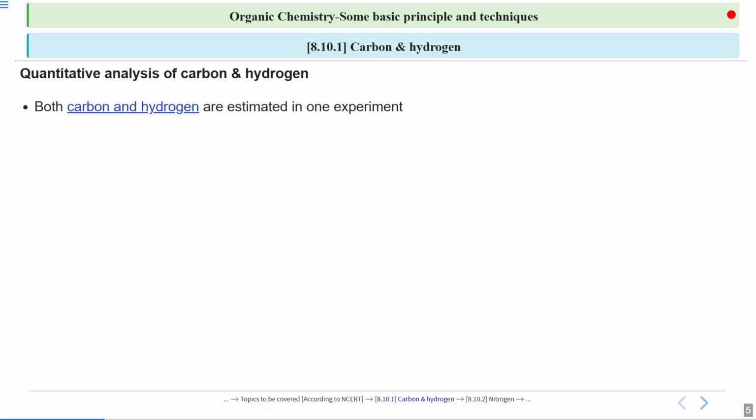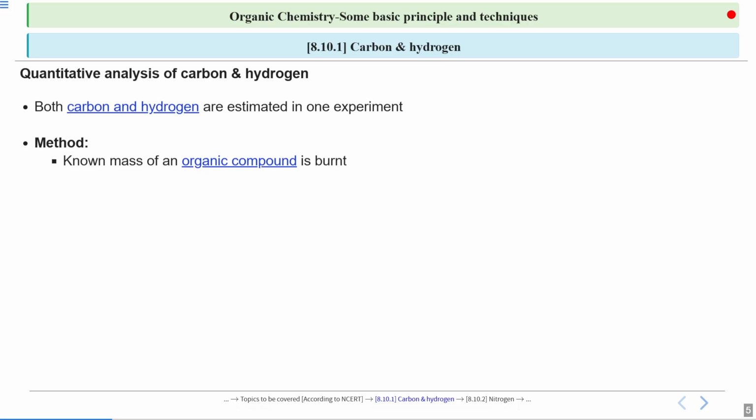First, notice that both carbon and hydrogen are estimated together in a single experiment. This is efficient because these two elements are the main components of most organic compounds. Now let's talk about the method used for this analysis. The process begins with a known mass of an organic compound. It is important to measure this accurately as the result depends on knowing exactly how much sample we are working with.